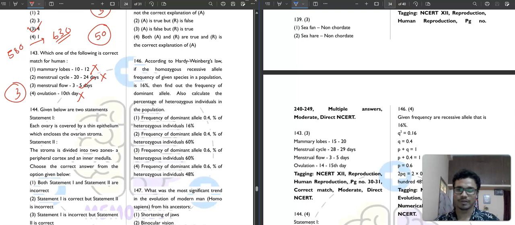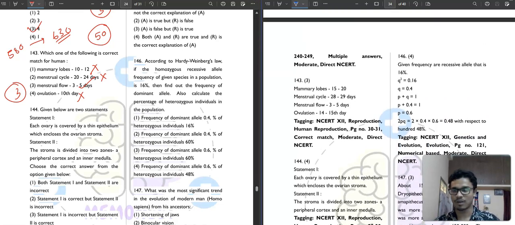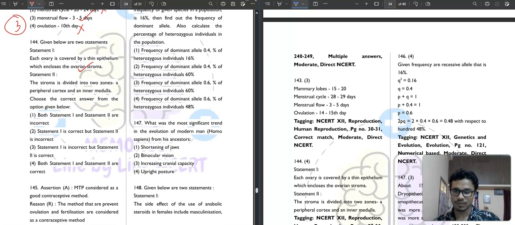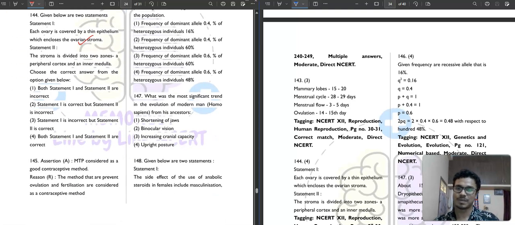Question number 144. It is saying that two statements are given. You need to say which is correct or which is not. Each ovary is covered by a thin epithelium which encloses the ovarian stroma. Is it correct? Yeah, it is absolutely correct. The next statement says that the stroma is divided into two zones, a peripheral cortex and inner medulla. Okay, so definitely it is also correct. So both the statements are correct. Fourth option is your correct answer.